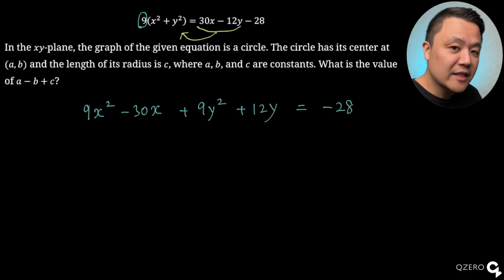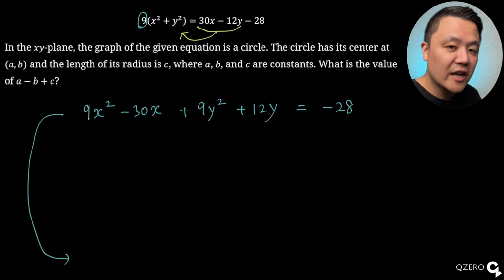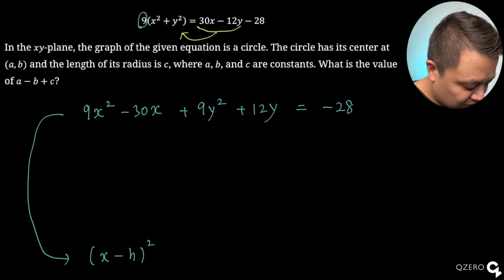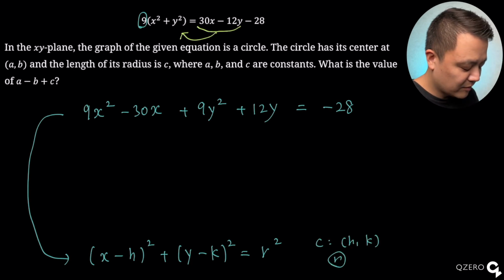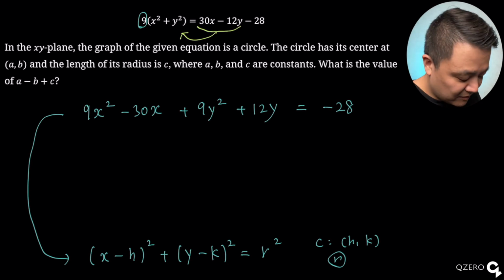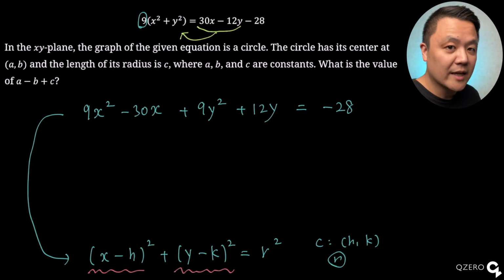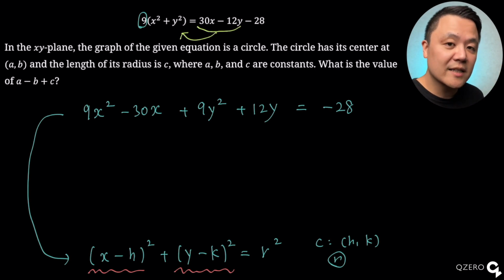To find the center of this circle and its radius, we're supposed to convert this equation into the standard form of the circle equation. Here comes the standard form of the circle equation. Its center is at h, k, and the value r is representing the radius. We're supposed to construct 2 perfect squares for x and y. That means we have to complete the square 2 times, 1 for x and 1 for y.